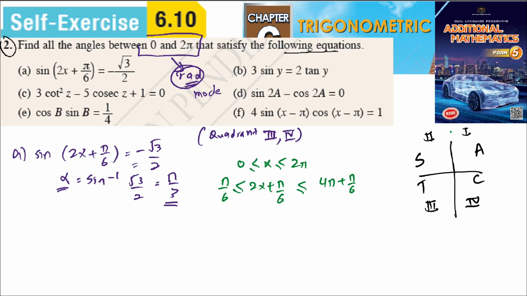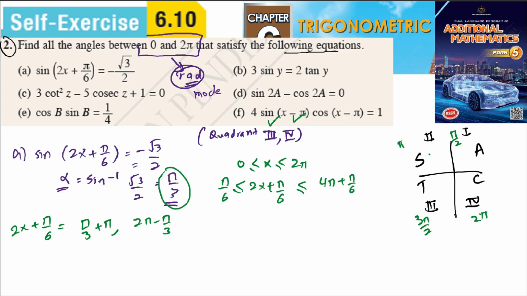So we know that the first quadrant is up to pi over 2, this one is up to pi, this one is up to 3 pi over 2, and this one is up to 2 pi. This one is the reference angle, and we know the angle is in the third and fourth quadrant. So 2x plus pi over 6 is equal to, in the third quadrant, the same formula as before, we add pi. So it is pi over 3 plus pi. And then the fourth quadrant is 360 minus theta, so 2 pi minus pi over 3. This goes up to 2 pi.